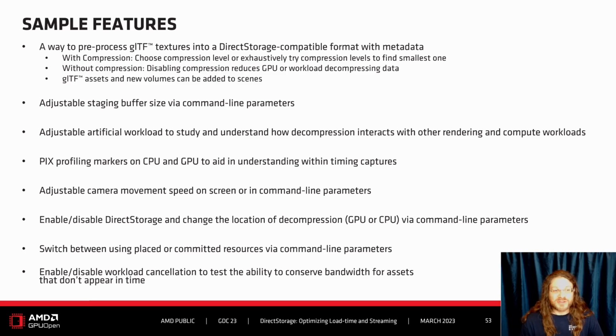It also has adjustable camera movement speed that can be set on the command line parameters to help with automation and testing. We can also enable and disable direct storage or change the location of the decompression, whether that's on CPU or GPU via the command line parameters. And we can enable or disable placed or committed resource allocation on the command line. We may also enable or disable workload cancellation to test the ability to conserve bandwidth, especially on lower end systems.